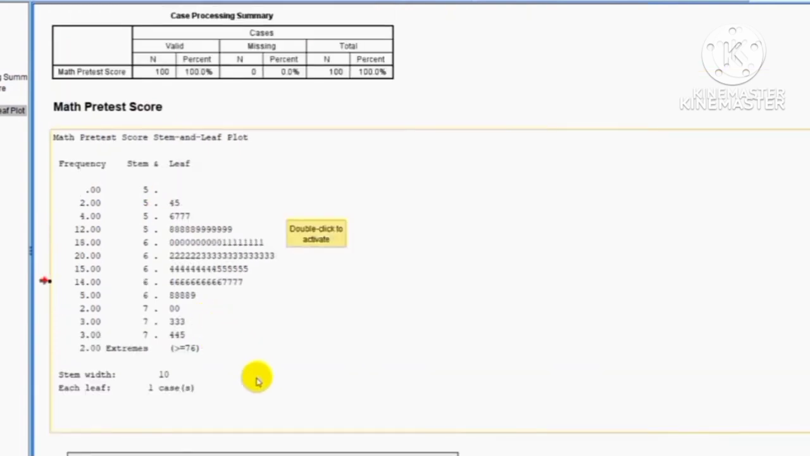Now, pag tinignan natin yung top part natin, nakalagay dito na frequency ay 0 kasi wala tayong score na 50. Dito naman sa lower part natin, may nakalagay na 2 extreme values, meaning we have values greater than or equal to 76, which are extreme.